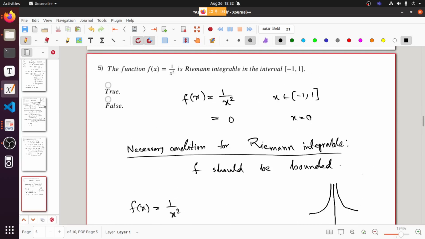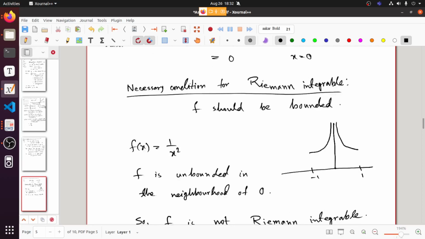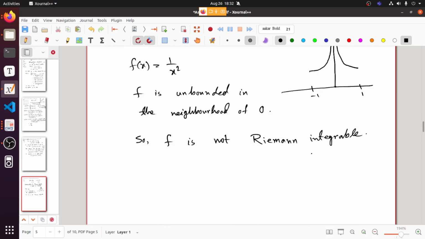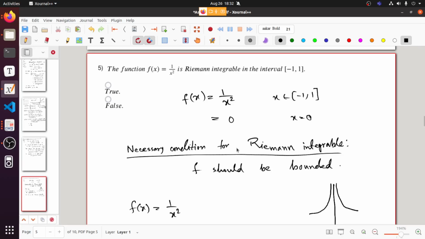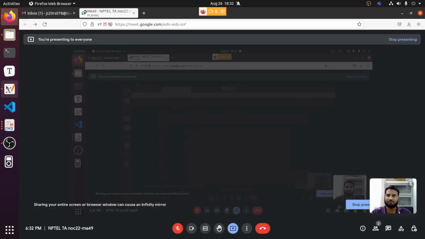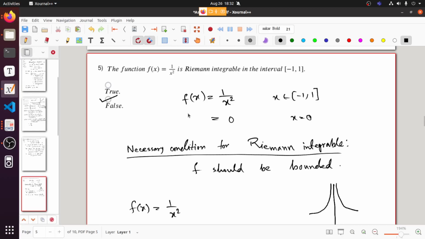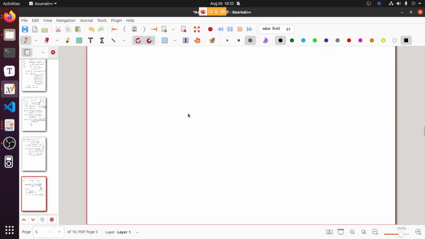So for the Riemann integral on minus 1 to 1, the domain matters, because if you take the domain without 0, then it will be integrable, as it will be bounded there. In minus 1 to 1, this function 1 by x square is not Riemann integrable. So which option is correct? This is false. Okay, so question number 5 is done. Let's move to question number 6.